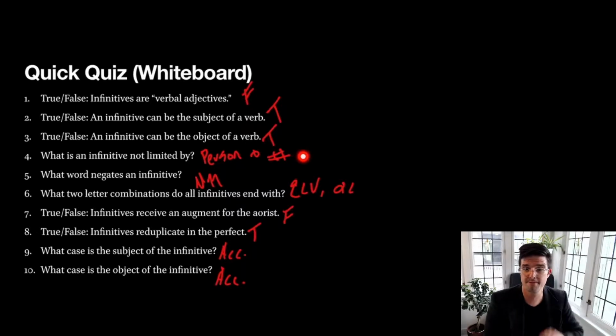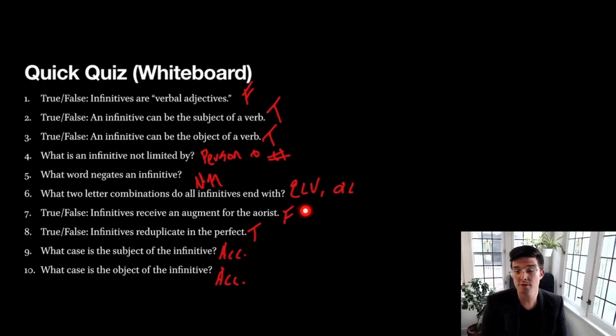So when we parse an infinitive, we don't give person and number. An infinitive doesn't inflect, or doesn't change its form, for person and number. An infinitive is negated by μή rather than οὐ, and this is the case with all non-indicative moods. The two-letter combinations are -ειν, with the slight exception of -ῖν, -εῖν for contract verbs, and then -αι.